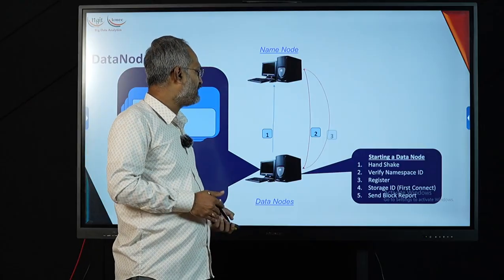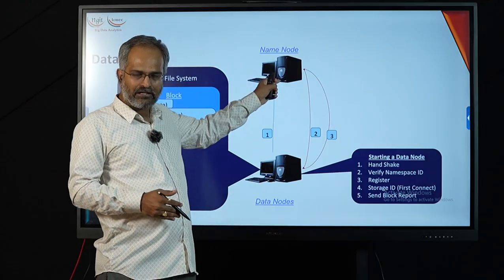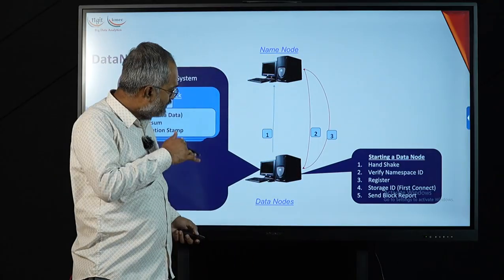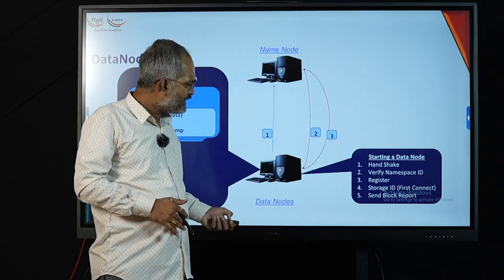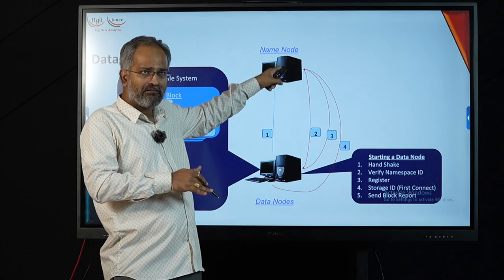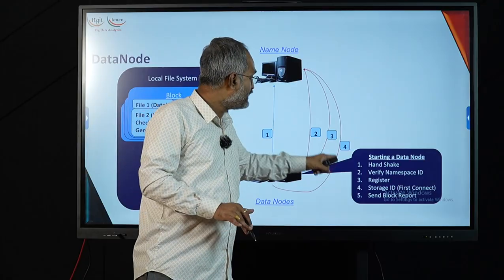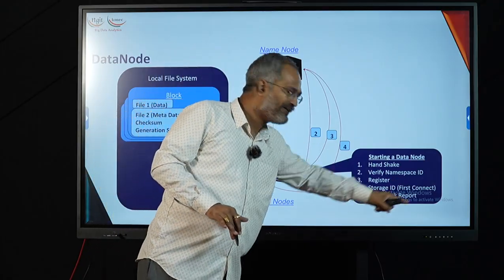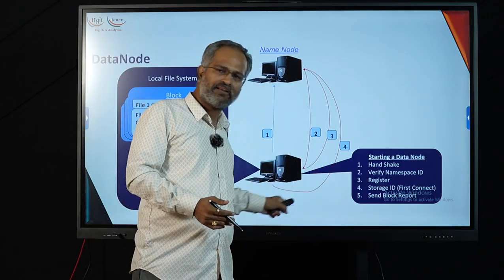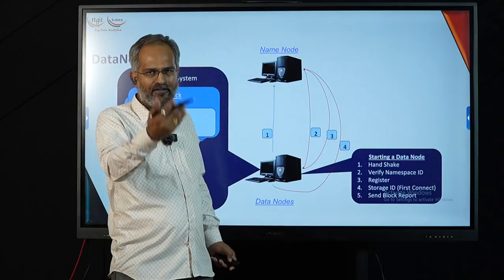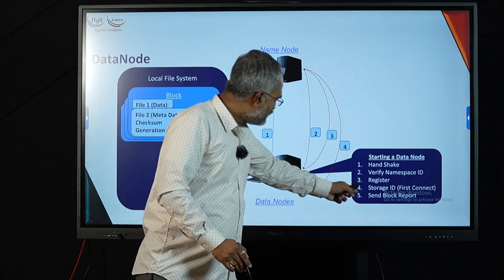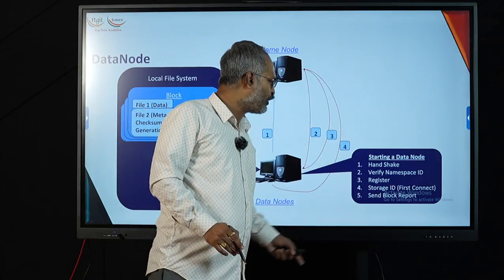The next step is register, meaning that whenever the data node is connected to the name node, it has to get registered, saying yes, I am available. The next step is storage ID. Whenever you connect the data node to the name node for the first time, the name node provides the storage ID, at the first time only. From the next time onwards, the same storage ID will be maintained for the data node. So every data node gets the storage ID when it is connected for the first time. Then the next step is to send the block report.